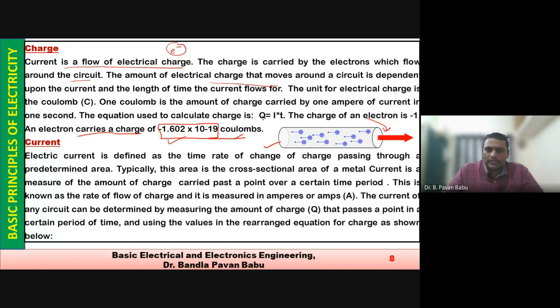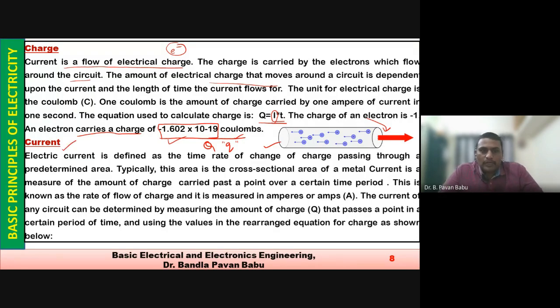The other thing here is Q = I × T. For charge we use the letter Q, or you can use the small q. If you refer to some standard books, they use the small q, which represents the charge, equal to current into time. Let me complete the concept of current, then I'll explain this.